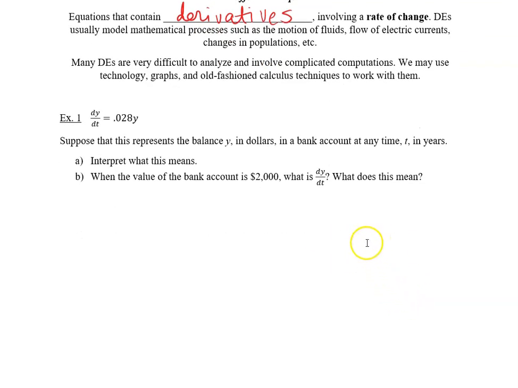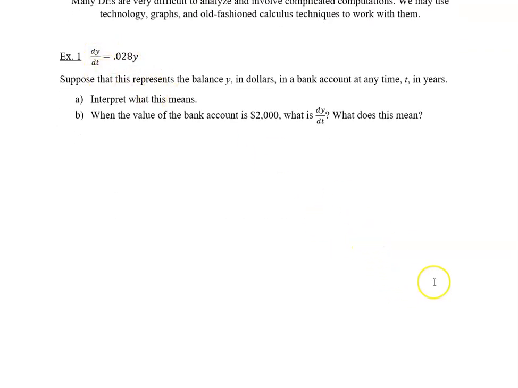Let's start with a simple example here. It says dy/dt equals 0.028y. This could represent a lot of different things, but they're telling us that this represents the balance y in dollars in a bank account at any time t in years. So first of all, what does this mean? Remember, derivatives always represent a rate of some kind. So we can think of dy/dt as telling us how fast the balance in the account is changing.